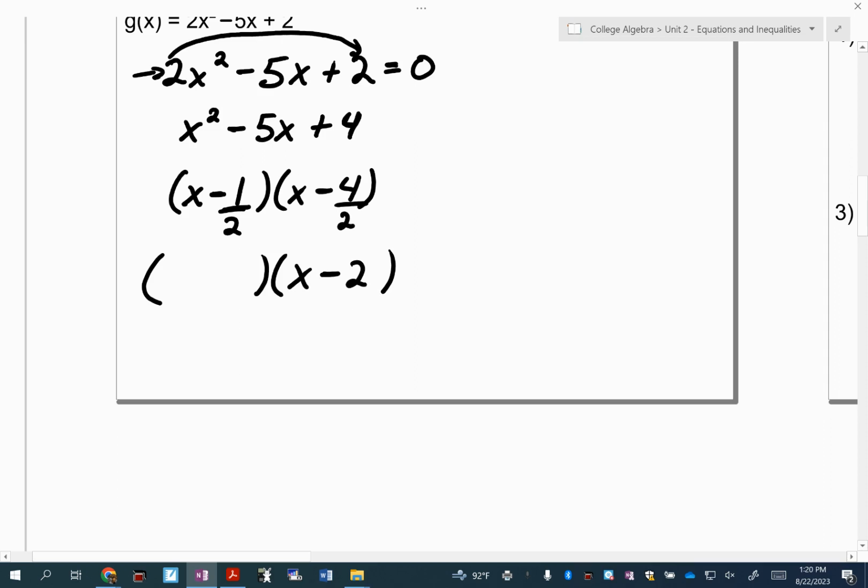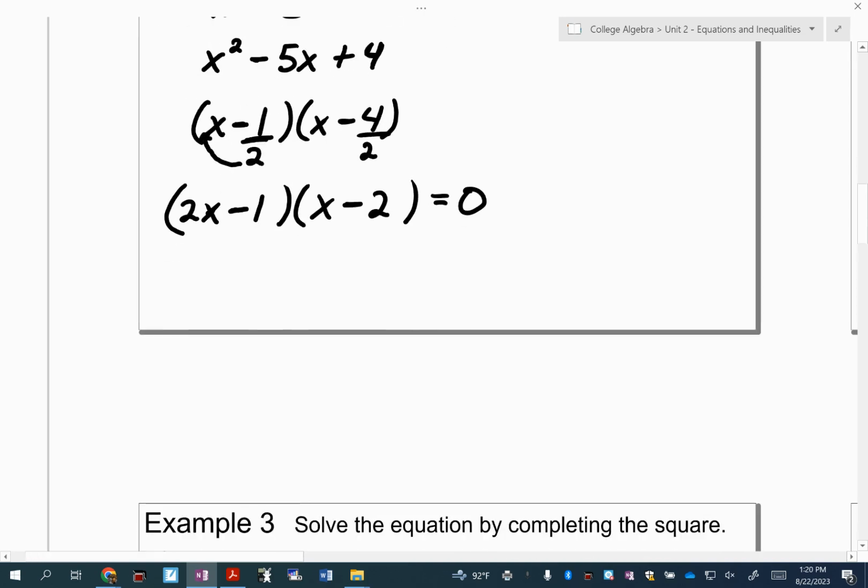So this is the bottoms up part. You take this 2 that's in the denominator, and it's going to go in front of that x to be 2x minus 1 as my other factor. Again, we make sure it's equal to 0. Set each of these equal to 0.